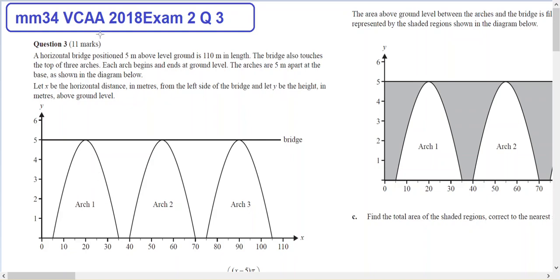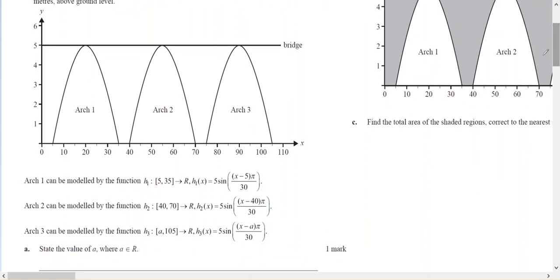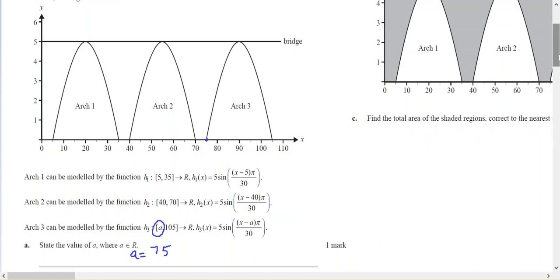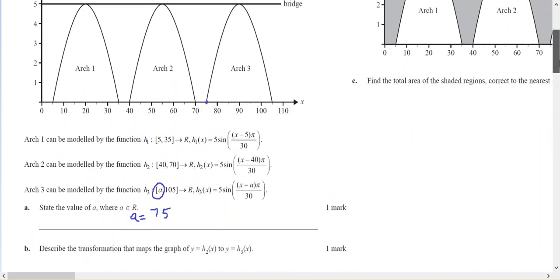These three arches are given by the rules arch 1, arch 2, arch 3. The value of A is going to be this value here, 5 to 35, from there to there, 40 to 75, so that's going to be 75 is what A is going to equal.